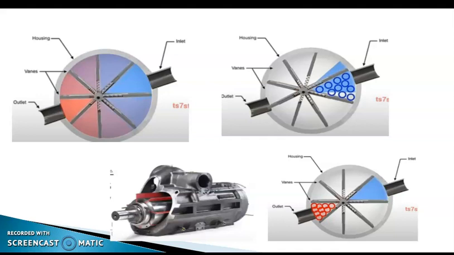Here I am showing you the cross section view. This is the outlet port and this is the inlet port. At the inlet port the volume is more, and toward the outlet port the volume decreases, so the pressure increases. In this diagram I am showing how the low pressure vapor refrigerant is entrapped between two adjacent blades.